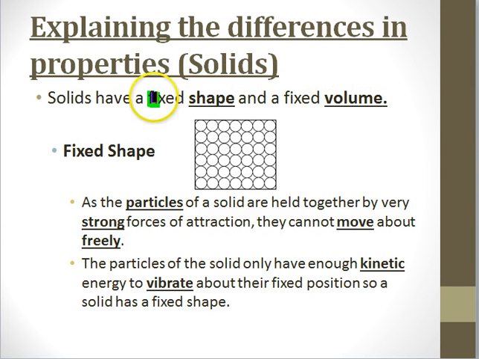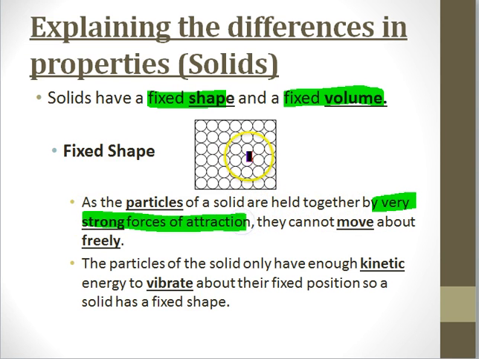So we talk about two things here, fixed shape and fixed volume. Why fixed shape? Think about it. The particles are held together by very strong forces of attraction. So they cannot move about freely. Now if they cannot move about freely, imagine your particles are stuck there. Can the shape of your solid change? No. That's why this one is actually the key point over here.